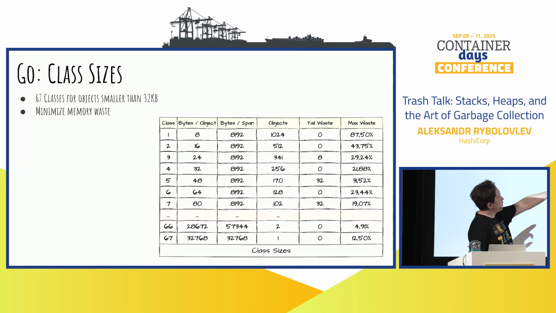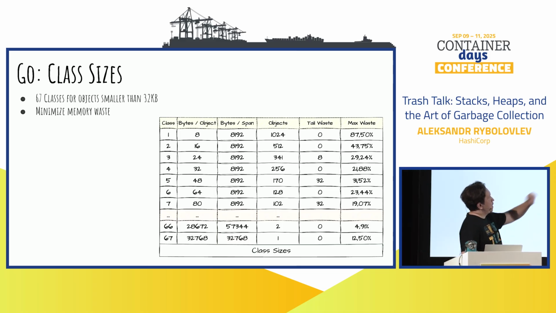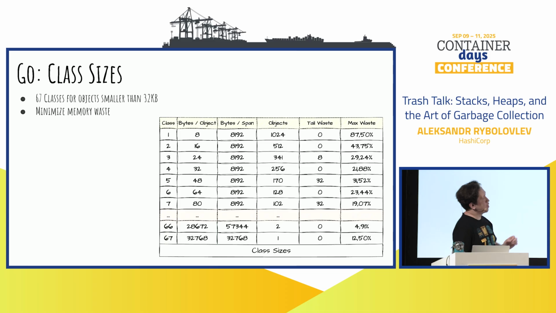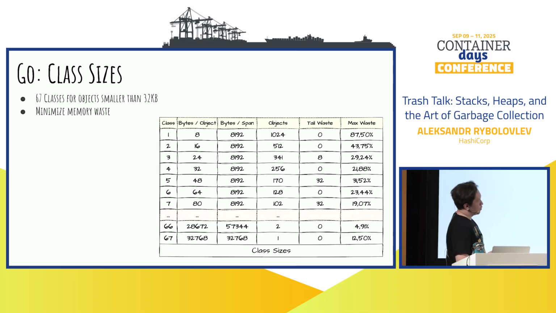If you take a look at class number 5, it stores objects of up to 48 bytes, and within this span, it can only fit 170 objects. So if you multiply 48 by 170, you'll get 8160. The remaining 32 bytes, unfortunately, are going to be wasted anyway, and there is no way to avoid this.